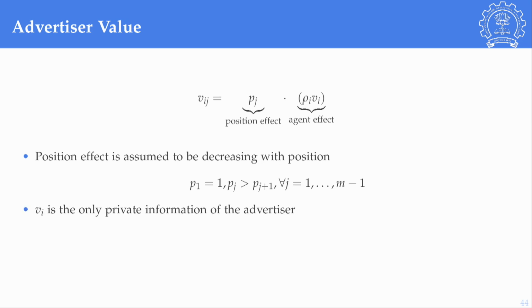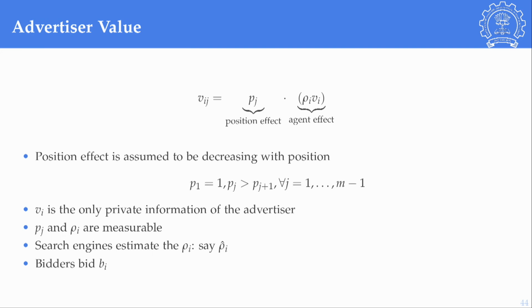So, Vi is the only private information for the advertiser. Pj and rho i's are measurable. This is exactly what we want to measure. Search engines actually track each of these advertisers and estimate these rho i's. Pj's are independently estimated because this is not dependent on a specific advertiser. It is how many clicks you have got at the jth position. That would be a very simple estimate.